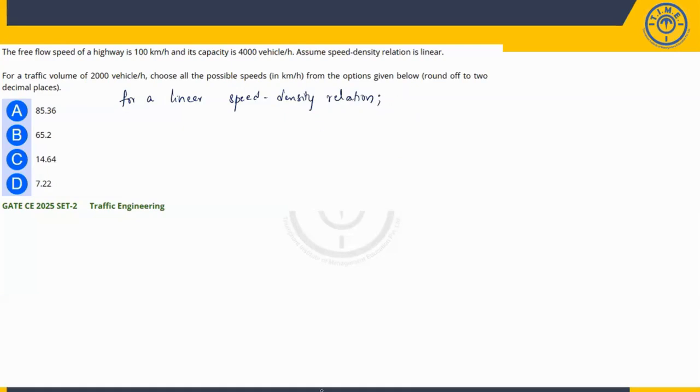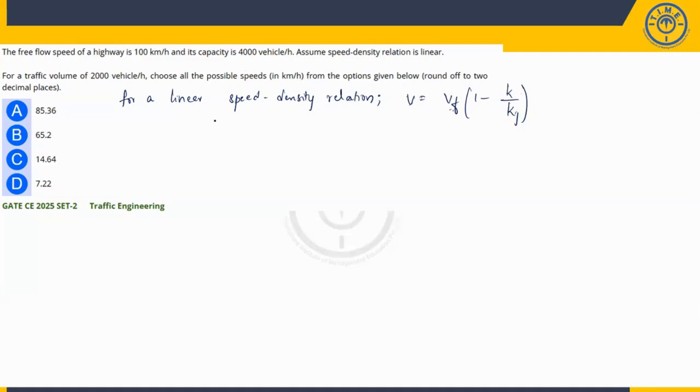For a linear speed density relation that I had written here, what is the formula for velocity? Velocity is given by V equals Vf into 1 minus K upon Kj, where V is velocity, Vf is free flow speed, K is density, Kj is jam density. Okay, and this is the relation model.